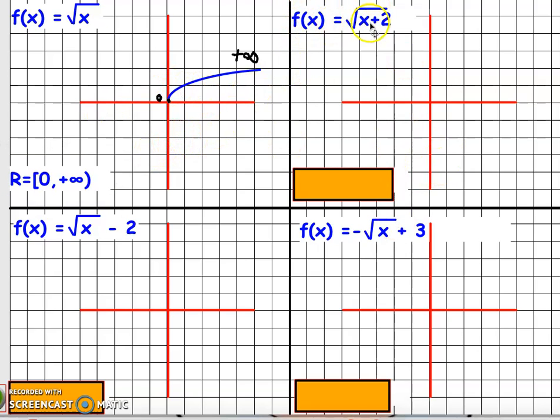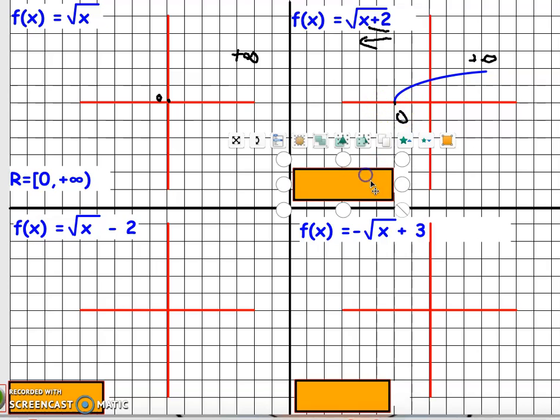F of x equal to radical x plus 2. So it is the same function, but it's shifted to the left on the x-axis by 2 units. So here is 1 and here is 2. So this will be our graph. So the lowest value that y can take is 0 and the highest value is plus infinity. So the range of this function is also 0 to plus infinity.